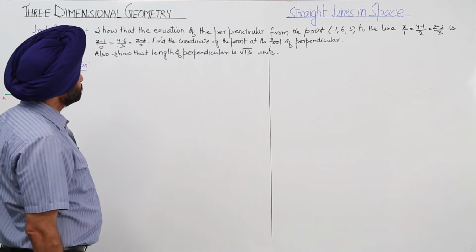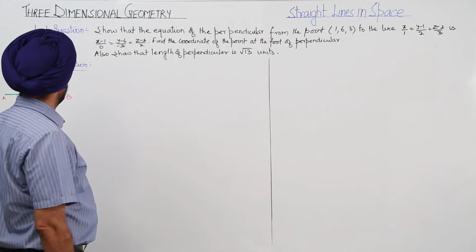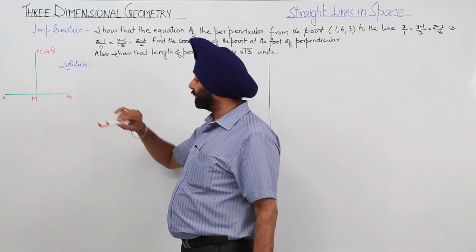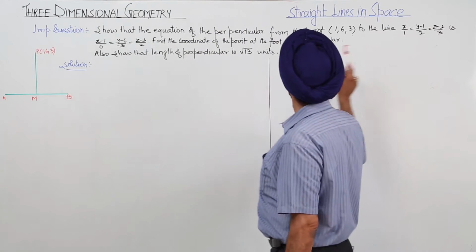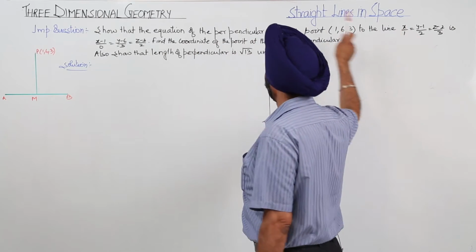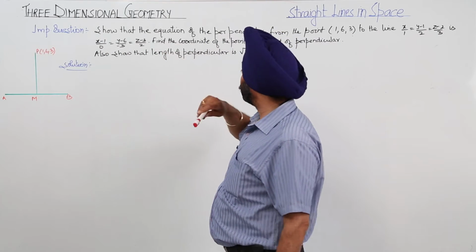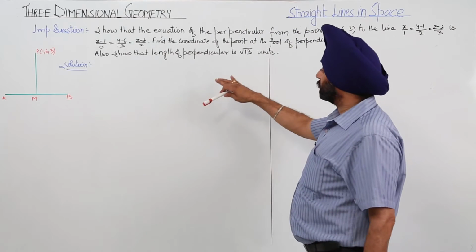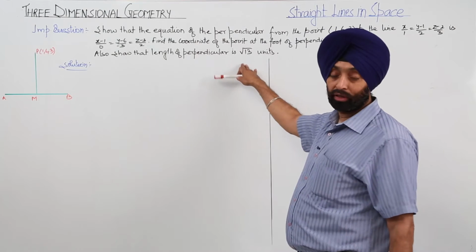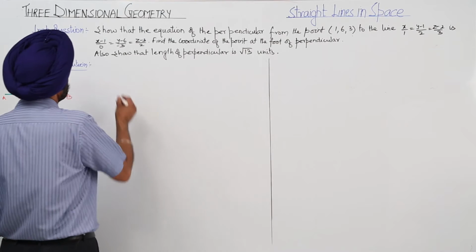Now in this question we have to find the coordinates of the point M. I have drawn a figure here. We have to find the coordinates of point M, that is the foot of the perpendicular. Equation of AB is given according to the diagram, and we have to show that the equation of PM is this one. Then, after finding the coordinates of the point M, we have to show the length of the perpendicular as given in the question. So let's start.